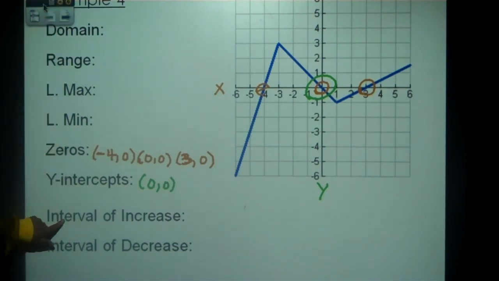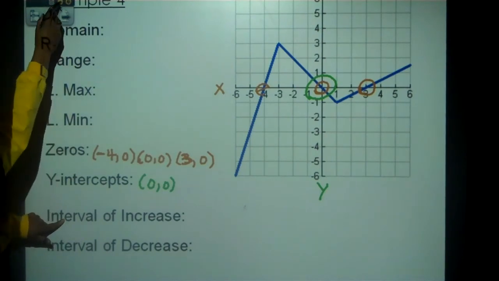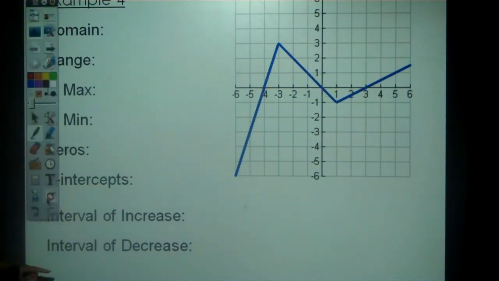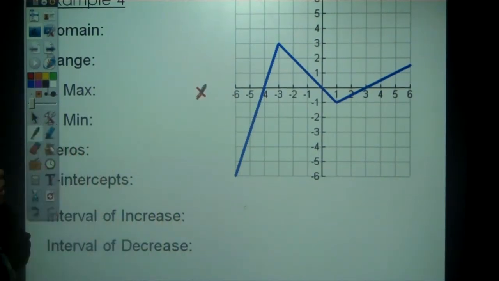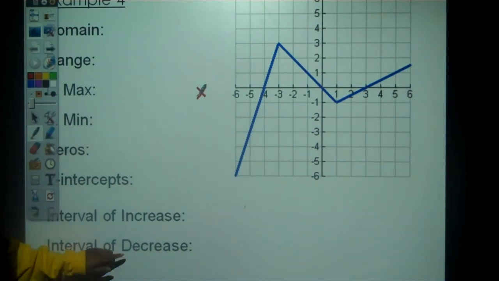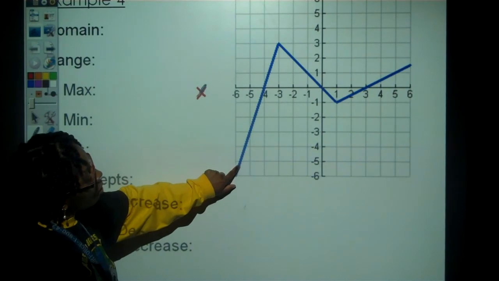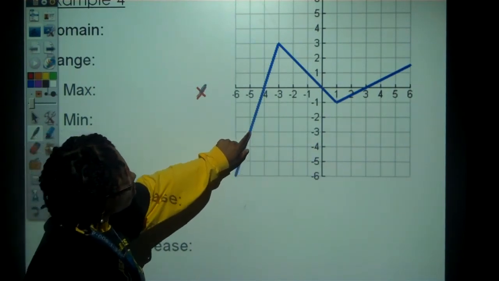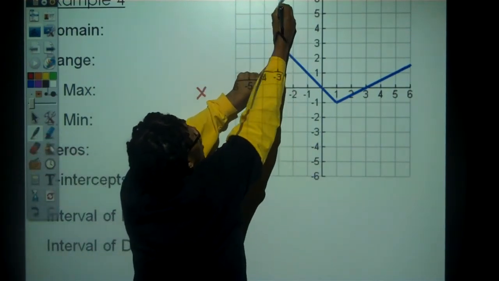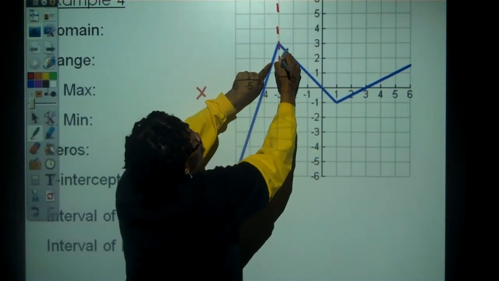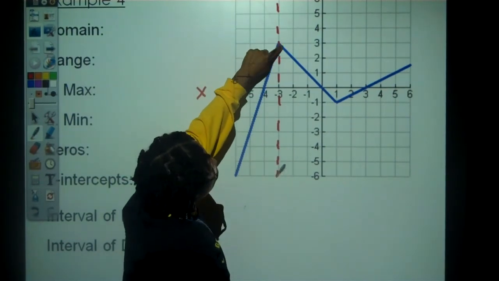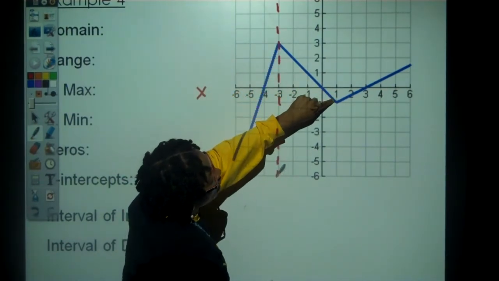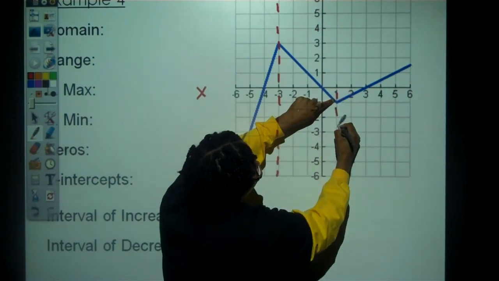Now let's look at my intervals of increase and decrease. Intervals of increase and decrease only look at my x-axis, so I only want to pay attention to what the graph does according to my x-axis. We're going to look at intervals of increase and decrease from left to right. The first thing we're going to do is trace our finger from where the graph starts on the left, and notice it's going up. We're going to draw a line where the graph changes direction. It started out going up, and then it changes direction here and starts going down. I trace my finger down, and I'm going to place another line because the graph is going to change direction again.